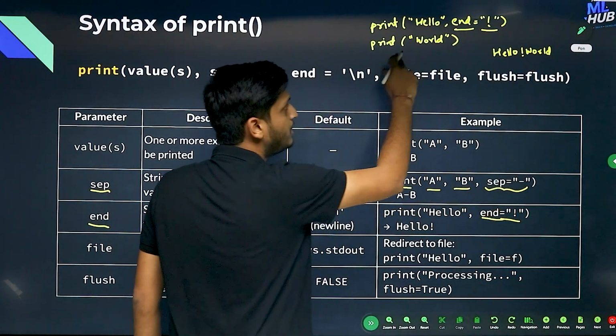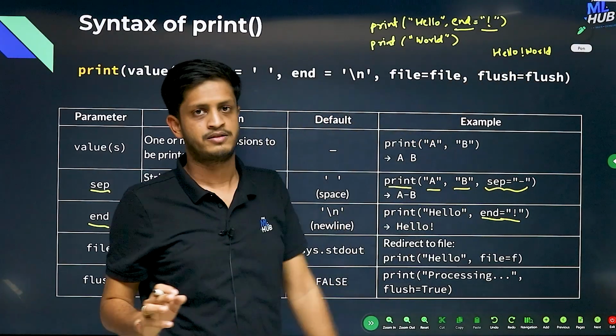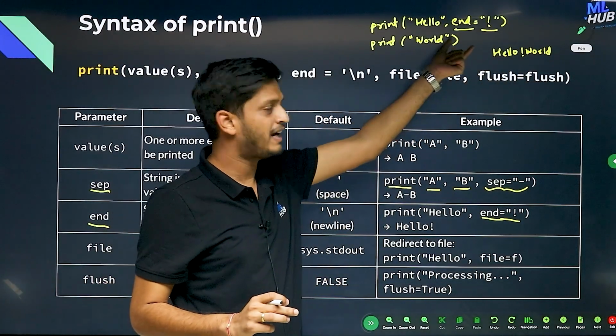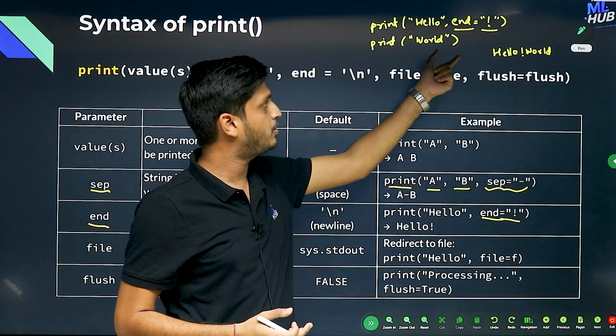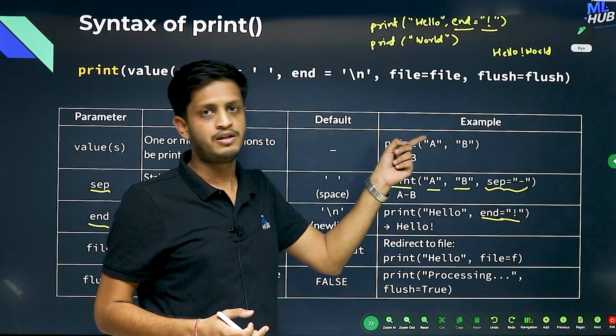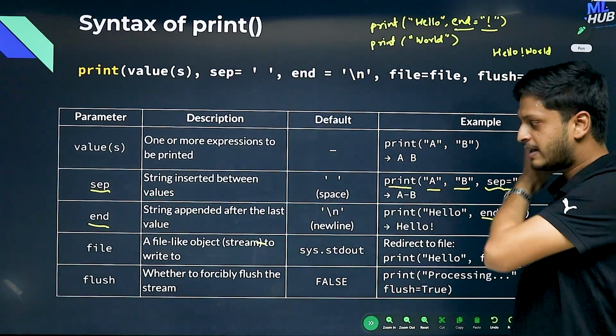And in this statement, you have not mentioned any end. So now the cursor will move to the new line. Okay. So if you mention end, then it will end with that string or that character. And if you don't mention end, it will by default go to the new line. Okay. Then the next argument is file.